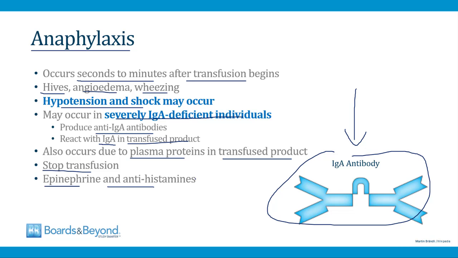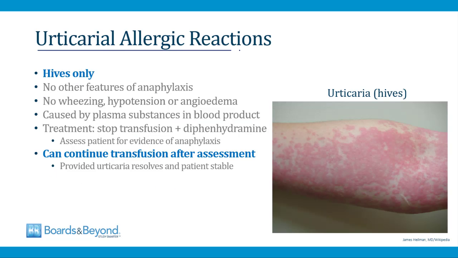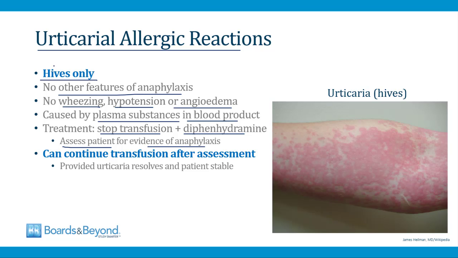In an urticarial allergic reaction, the patient develops hives of the skin only in response to a blood transfusion, with no other features of anaphylaxis, meaning no wheezing, hypotension, or angioedema. This is caused by plasma substances in the blood product that trigger mast cells to release histamine. The treatment is to stop the transfusion and administer diphenhydramine, which is an antihistamine, and then to carefully assess the patient to make sure there's no evidence of anaphylaxis and that the allergic reaction involves hives only.